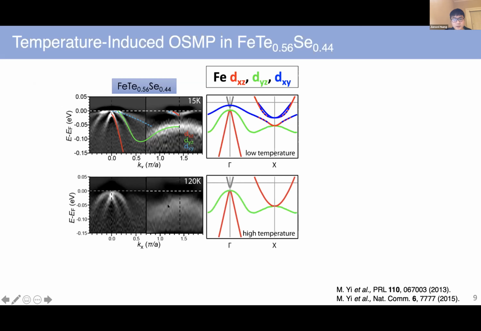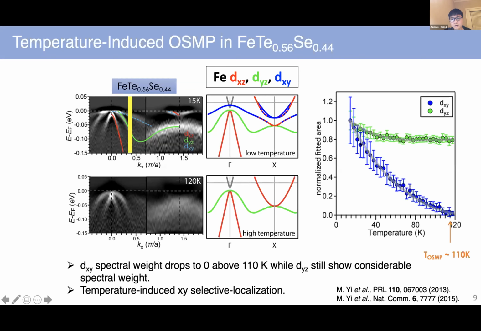And concomitantly, we find that the gap at the endpoint, which is caused by the strong hybridization of the xy orbital with the xz orbital, also disappears. To quantitatively analyze this, we plot the spectral weight of the xy and yz orbitals by fitting the EDCs at this yellow bar position, and we find indeed the xy spectral weight decreases to zero at around 110 Kelvin, while the yz orbital still retains considerable spectral weight.